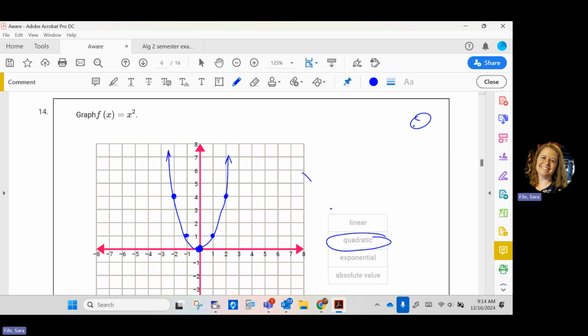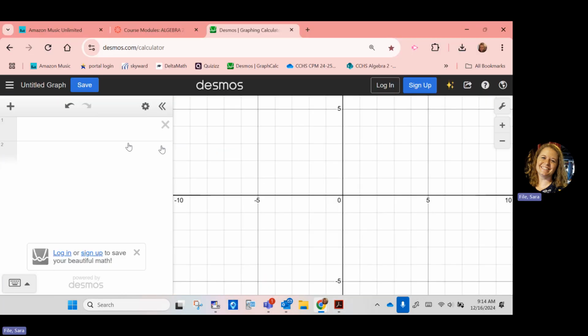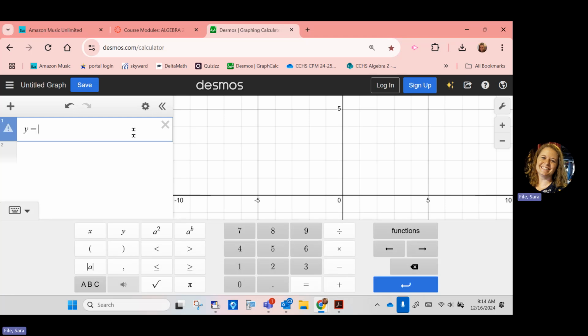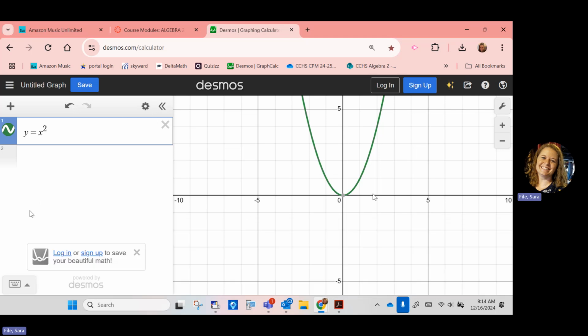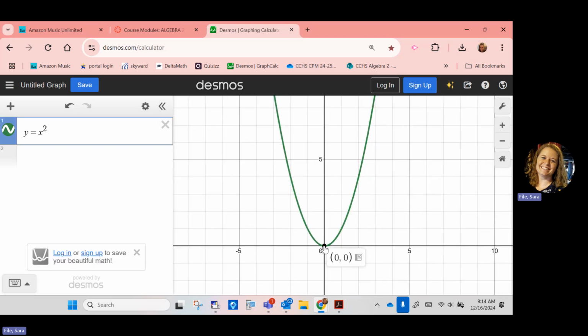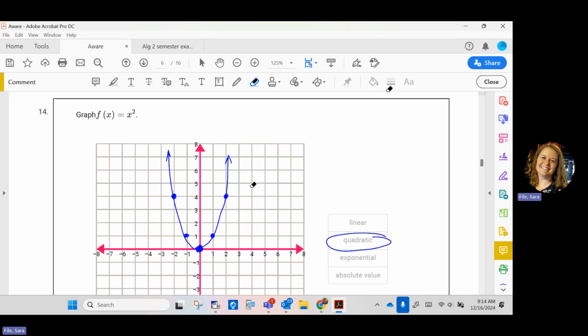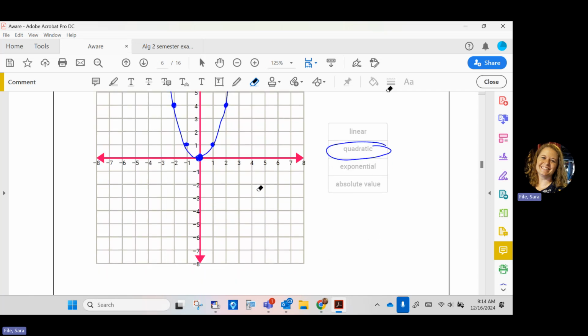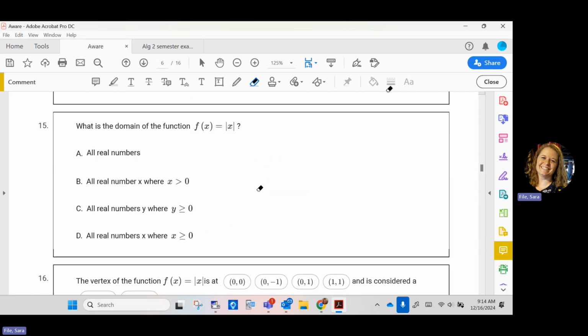Now, if you don't remember the parent functions, if you're like, ooh, I did not remember what that was, then you need to make sure that you use Desmos. In Desmos, you could just type in y equals x squared, and you could see that parabola. You could say, okay, there's the vertex at 0, 0, and then you could plot any of these other points as your second point. So you can graph it in Desmos if you don't remember it off the top of your head. Okay, but that was the quadratic parent function.